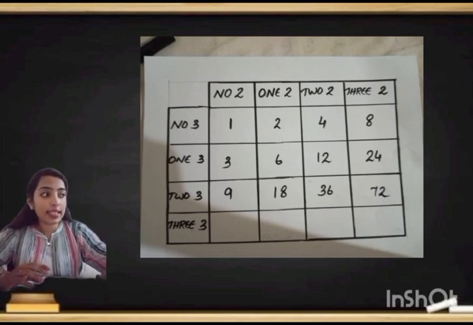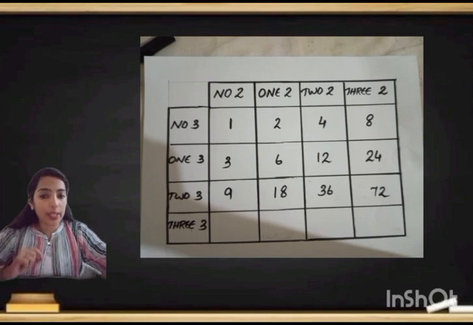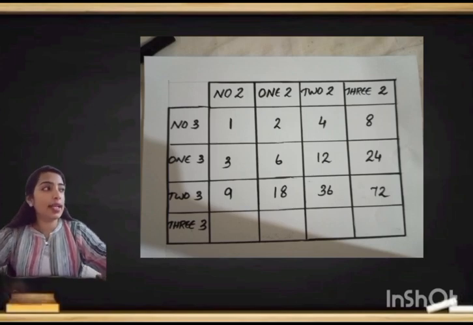And on the left side, write the row headings. If the number has 2 3's, write the row headings as 0 3's, 1 3, and 2 3's. And find how many 2's and 3's will be in this number. By this we can find not only the number but also the factors of any number. So let's look at this method.